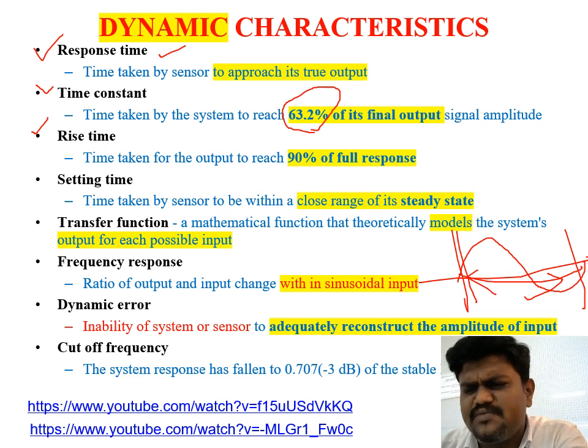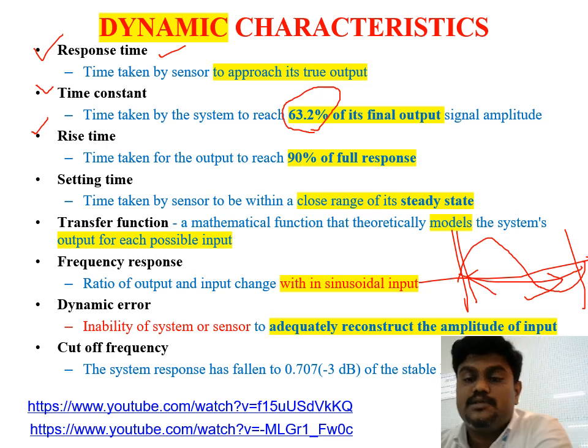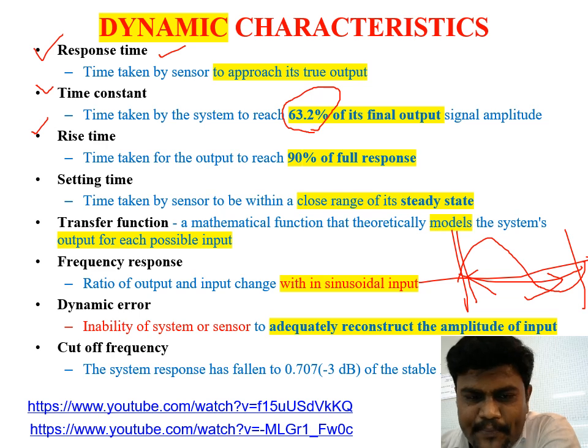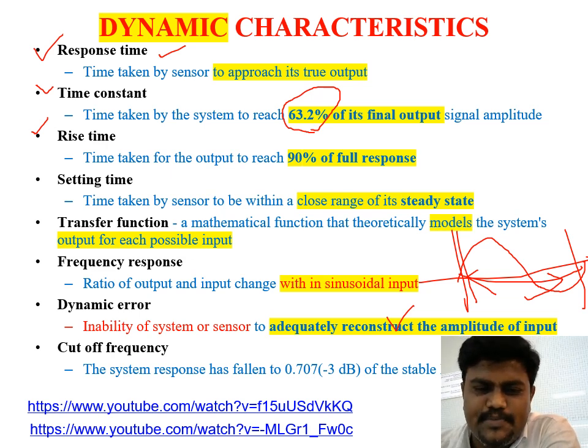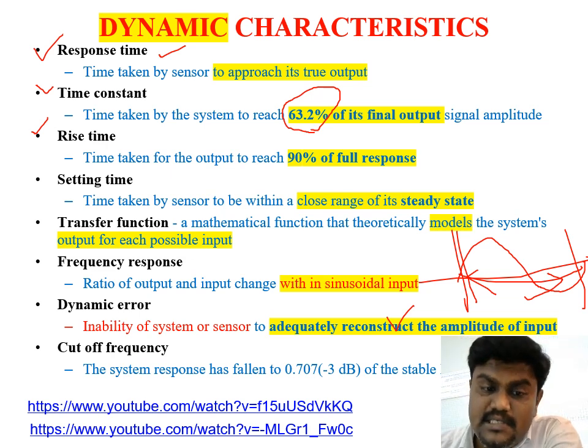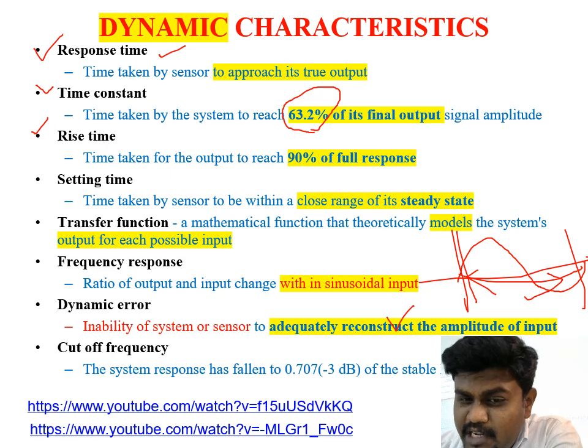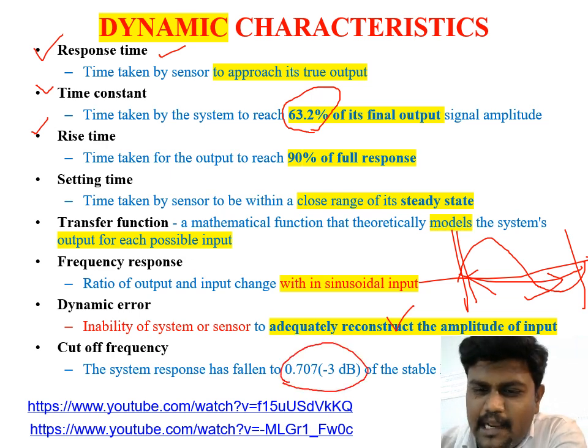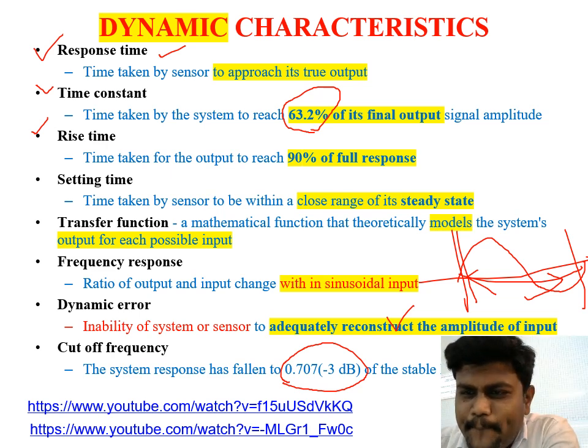This is what we call frequency, with positive and negative signs. So that becomes one single waveform, right? Dynamic error is the inability of a system to adequately reconstruct the amplitude of the input, because it is always with respect to time. Cutoff frequency is when the system response has fallen to -3 decibels of the stable output, meaning whenever the sensor is about to fail, this cutoff frequency will happen, right?